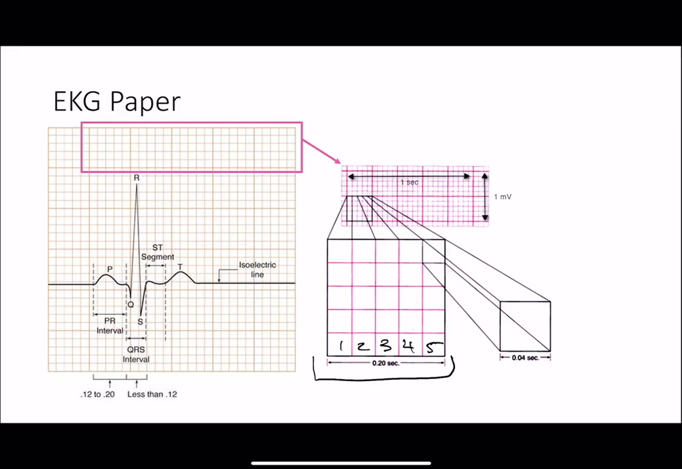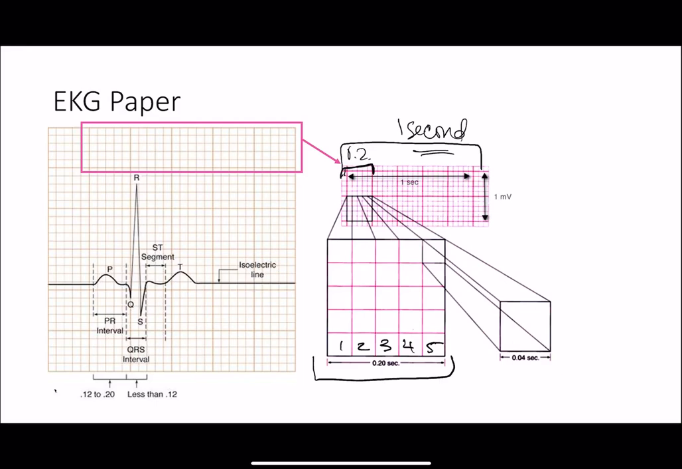So when you're looking at a strip, it can be really easy to quickly see 1 second of recording, because if each big box is 0.2 seconds, then if you look at 5 of them in a row, you're looking at 1 second of time. So it's a very quick and easy way.